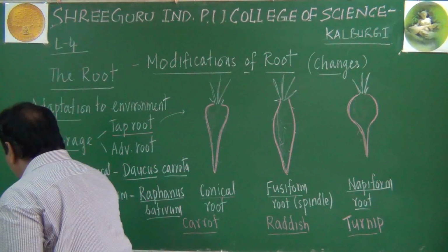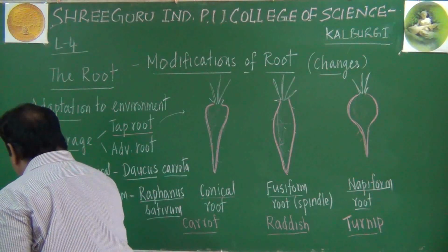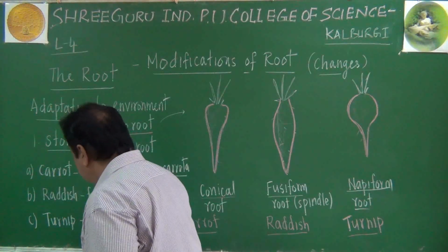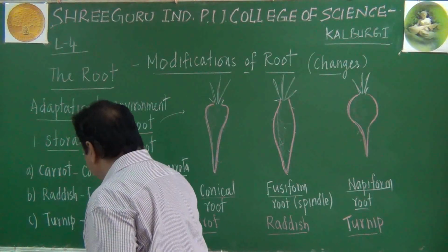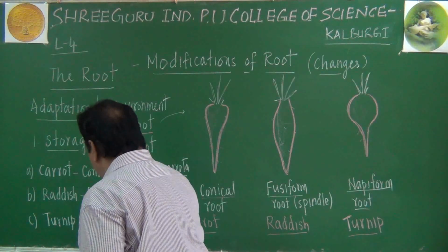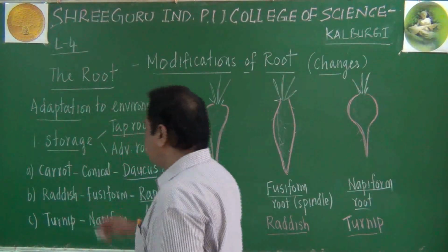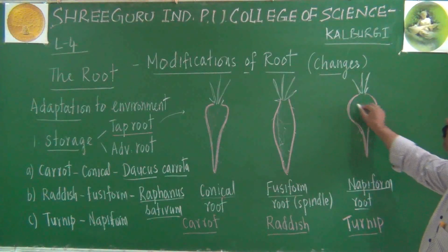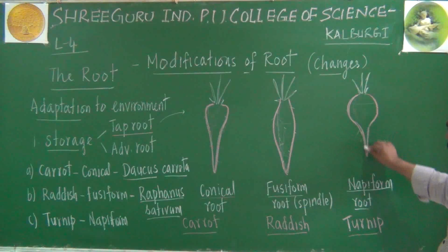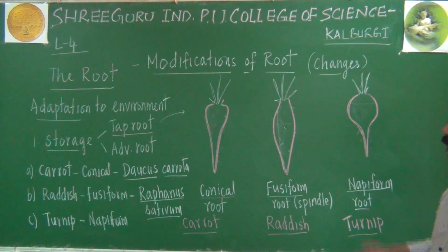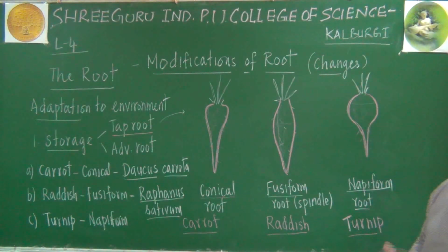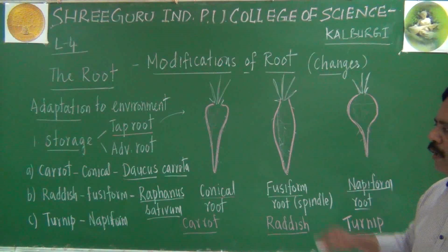Remember, the third example I am writing first, then the root modification I am writing here. That is called Napiform root, we can say. For this turnip, only the base is bulged more. The center and tip will be further tapering here. Make note of these 3 points, which come under storage for the taproot system.